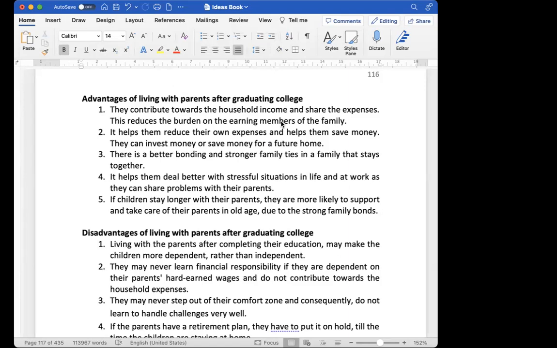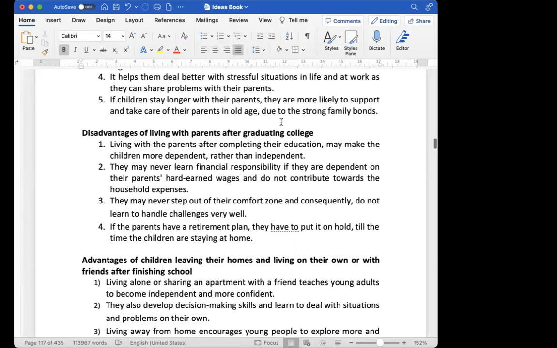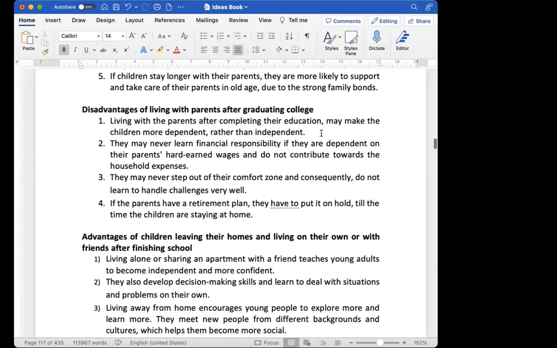And what are the disadvantages of living with parents after graduating college? Living with the parents after completing their education may make the children more dependent rather than independent. They may never learn financial responsibility if they are dependent on their parents' hard-earned wages and do not contribute towards the household expenses. They may never step out of their comfort zone and consequently do not learn to handle challenges very well. If the parents have a retirement plan, they have to put it on hold while the children are staying at home.